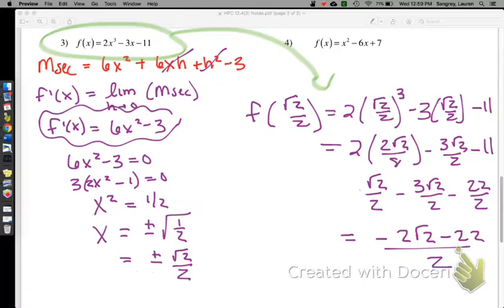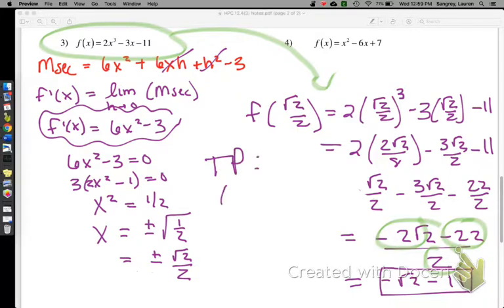Since every single term is divisible by 2, so this term, this term, this term, I can simplify. So that's going to be a negative root 2 minus 11. Wow. Okay, so our turning point is our x value, which is root 2 over 2, and then the y value we got is negative root 2 minus 11. Then you would want to do the exact same process, except you're going to change this to a negative root 2 over 2.